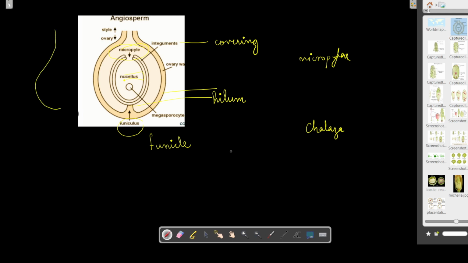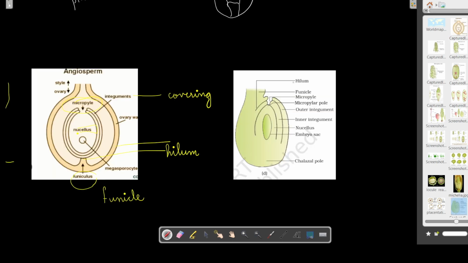Now let us compare this diagram to the diagram in our textbook. You might find a small bit of difference here, because it is inverted. You can see it's upside down. This is the funicle, and this end is the micropyle. The region opposite to the micropyle is the chalaza, the chalaza pole. You can see the two integuments, inner and outer integument, and inside is the nucellar tissue.